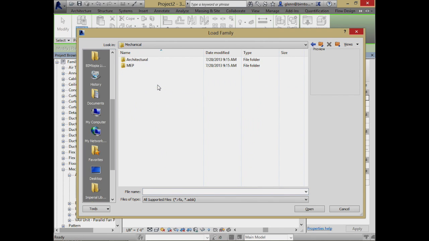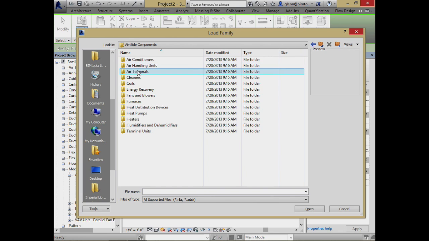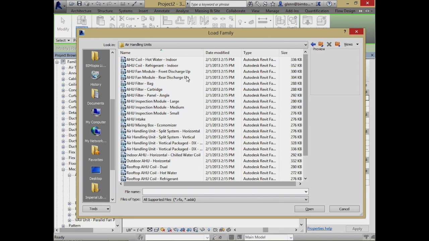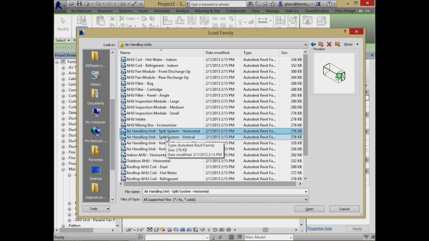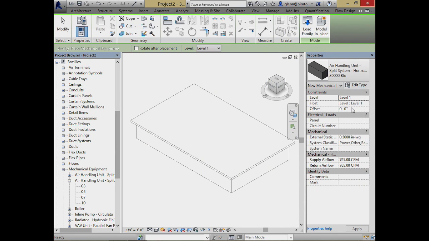Mechanical equipment. We got all sorts of these things in here. Split system horizontal, split system vertical. I'm going to go for the horizontal one, just because as I think about it lying on the roof, I think about it more lying flat. Okay, I'm going to put it up at level 2. I could even put a couple feet above level 2, just to keep it up.